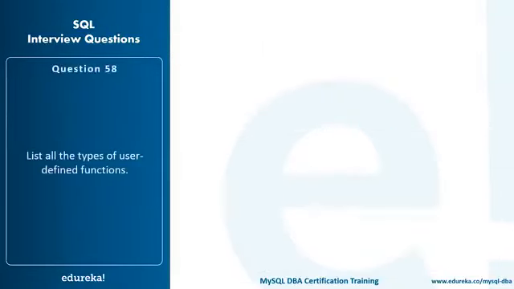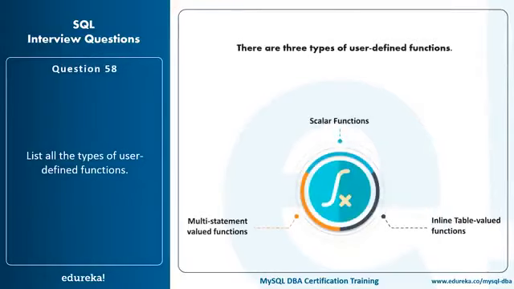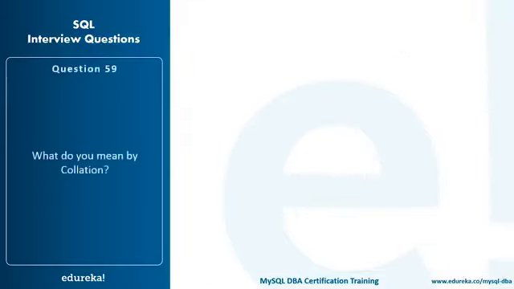List all types of user defined functions. There are mainly 3 types of user defined functions: the scalar functions, the inline table valued functions, and the multi-statement valued functions. So you mainly have to mention these 3 functions when you're asked about the different types of user defined functions. Next, let's move forward and understand what you mean by collation.